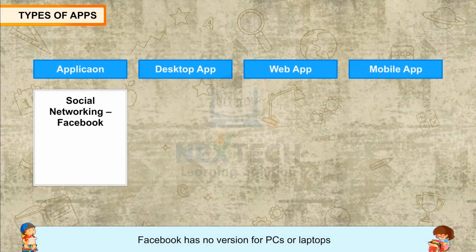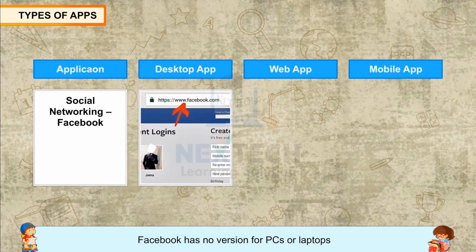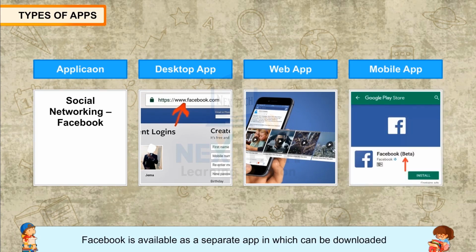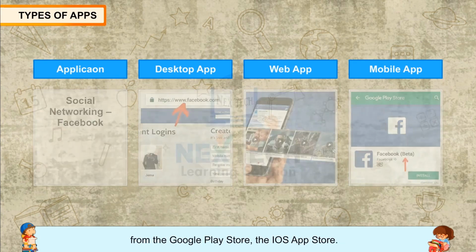Social networking. Facebook. Facebook has no version for PCs or laptops as it needs to be connected to Facebook website. Facebook initially began as a web-based app. You can post messages, photos and videos, but you are required to be connected to the internet. Facebook is available as a separate app which can be downloaded from the Google Play Store, the iOS App Store.